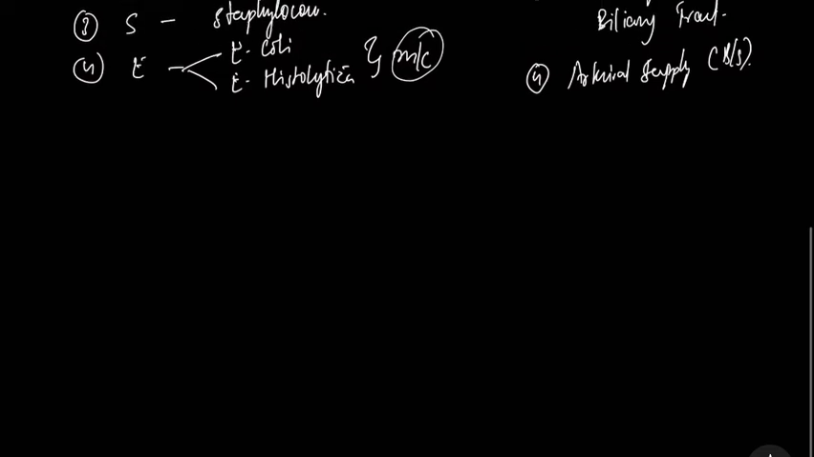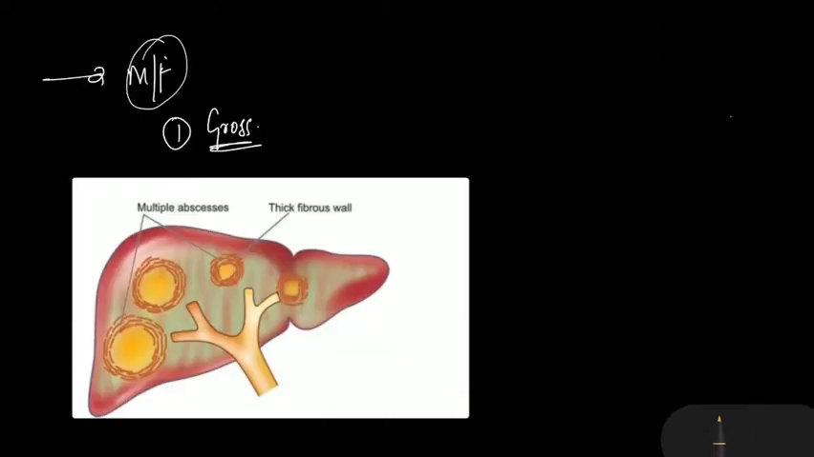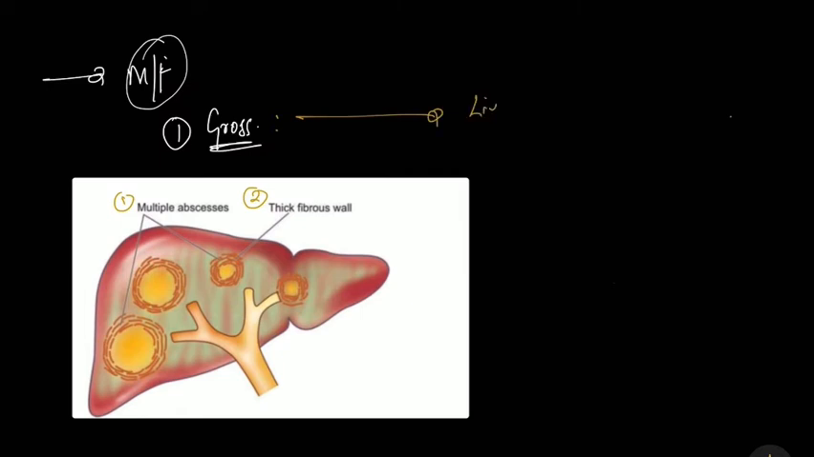All right, so now let's come to the morphological features. We'll be starting with the gross features for liver abscess. All right, so what do we see here? So first we see there are multiple abscesses. There is a thick fibrous wall in this diagram. So to study the gross features, first let's look at what happens to the liver. So in this condition, the liver is enlarged. All right, the liver is enlarged.